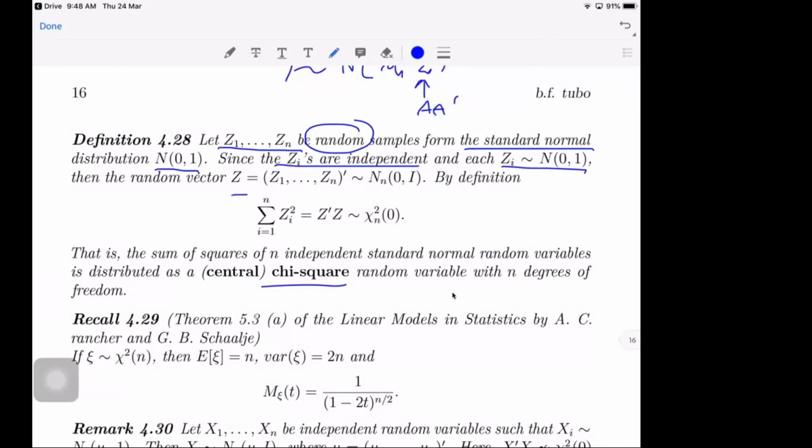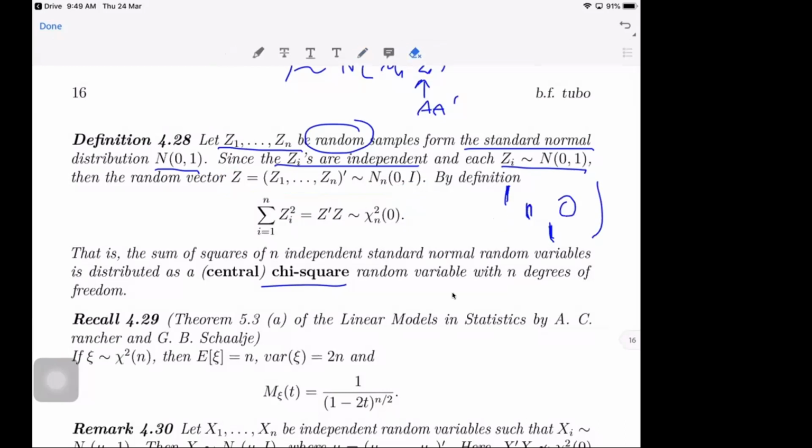Then the vector, so kini individual values of the random variable, the zi's are normal. Then a random vector z, which composes of normal distribution, will still be normal with a mean vector 0 and the identity matrix. So identity matrix, 1, 1, 1 sa diagonal, off-diagonals are 0. Ibig sabihin, all of the variances there in the diagonal are equal to 1.